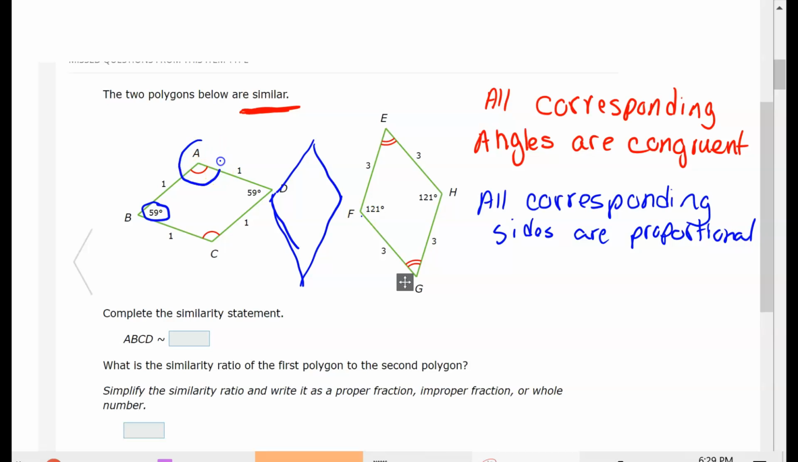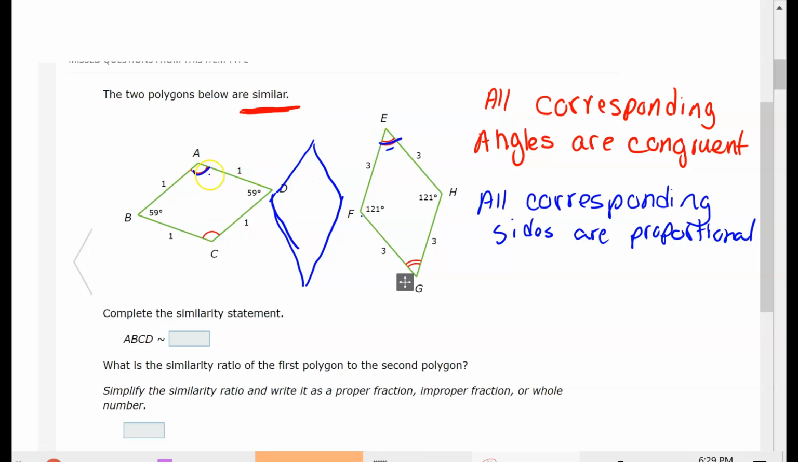Okay, see how this is marked with one little mark right there, and this one has two? That means that those angles are not the same degree measurement. They have a different mark. If this has two marks and this has two marks, that means these are the same measurement. If this was 59 degrees, then this is 59 degrees. So anything that has the same number of marks means the same measure. So this has two marks, this has one mark.